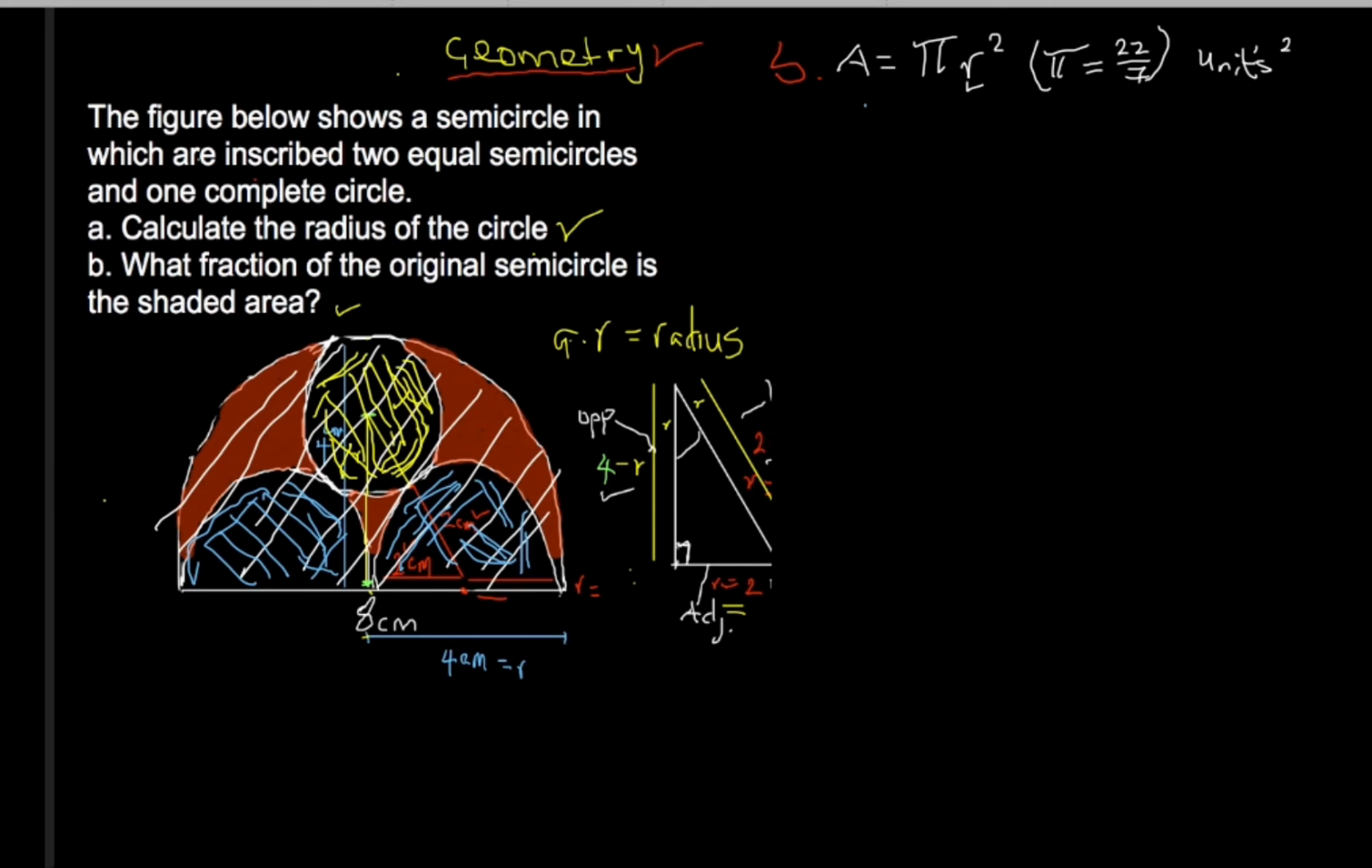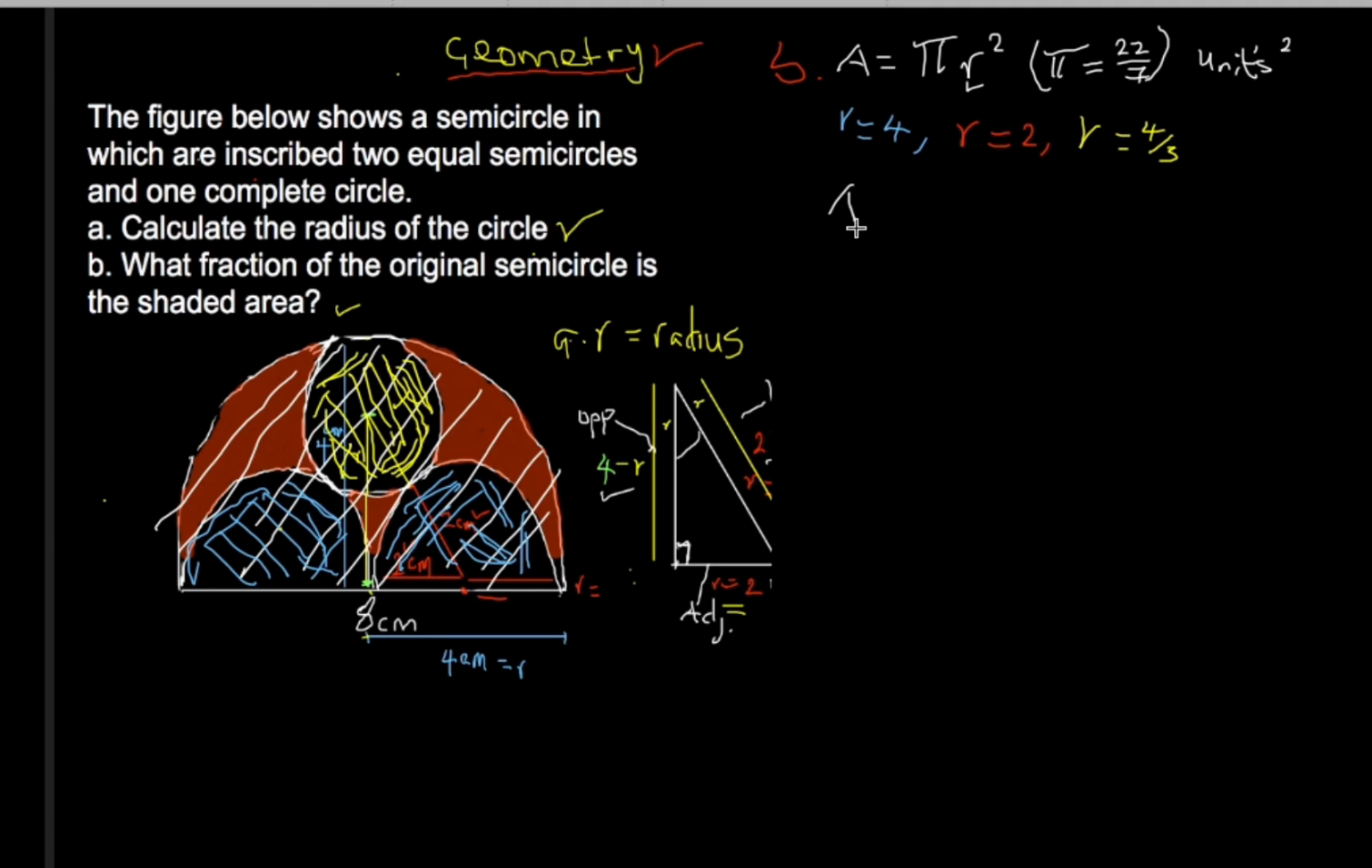We have 3 radii. The first radius is the one in blue, which is the radius of the original semicircle, which is 4 centimeter. The next radius is the one in red, that one is 2 centimeter. Then the last radius is the one we were asked to look for, which we got as 4/3 centimeter. We are supposed to calculate the area of the original semicircle, then subtract the area of the 2 small semicircles and the complete circle. Then we'll have our shaded portion.